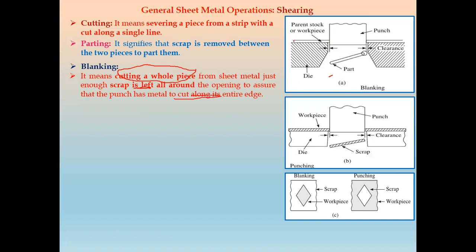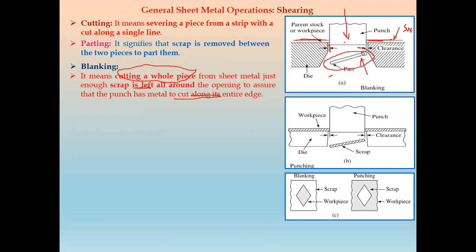So if you see, we have this parent workpiece, or we can say the sheet metal, shown here. This is the die, and this is the clearance provided in the die. When the punch operation takes place, it will cut this part. So this part is the blanking operation. And this remaining part is called the scrap material. This is scrap, and this part is called the workpiece.